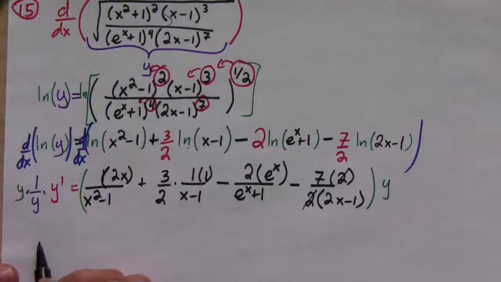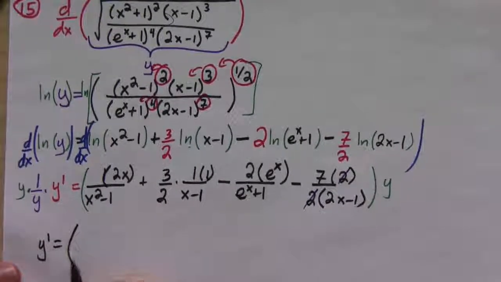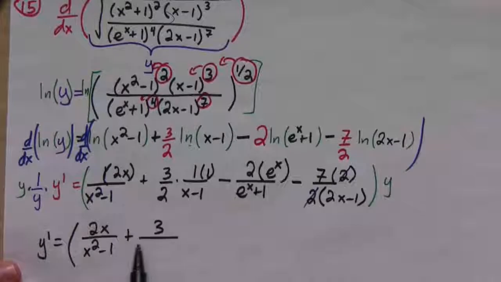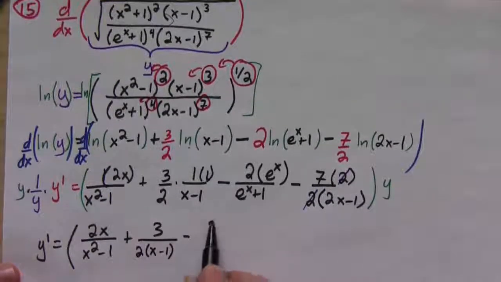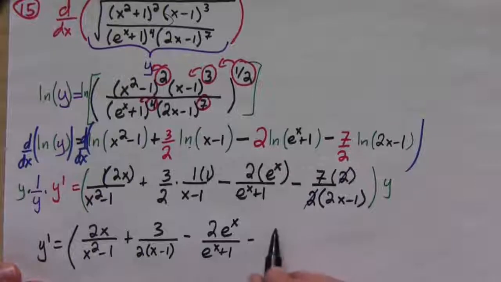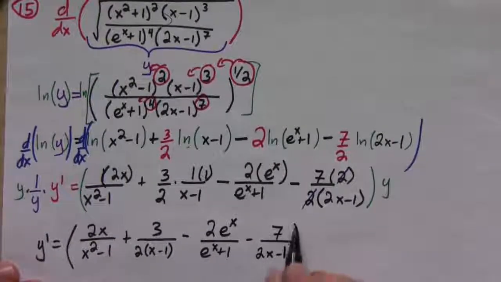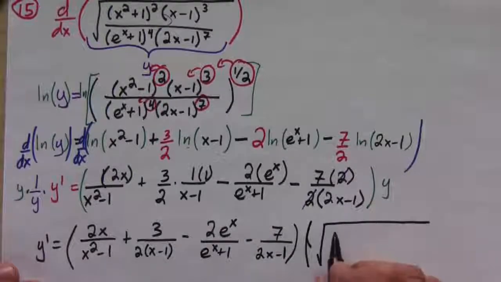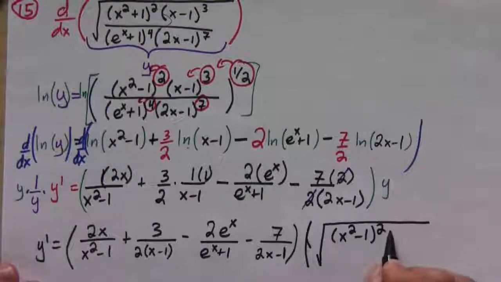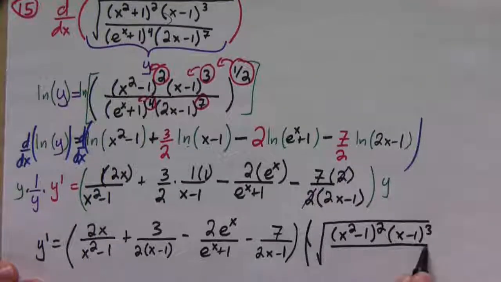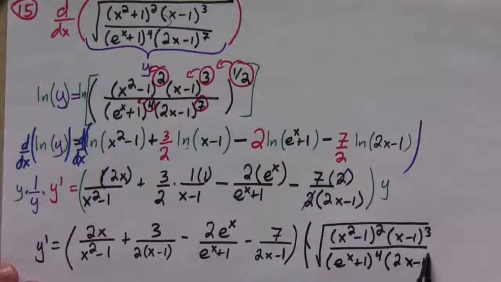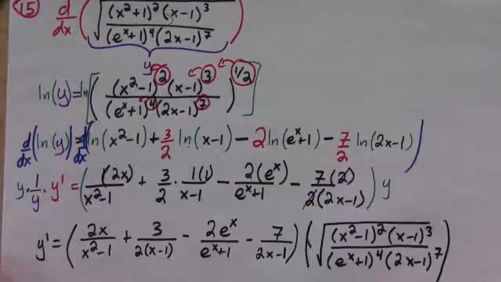So now all I have, y prime is, let me write it all out, 2x over x squared minus 1 plus 3 over 2 times x minus 1 minus 2e to the x over e to the x plus 1 minus 7 over 2x minus 1, all times this big huge thing, so I'm going to write it out, square root x squared minus 1 squared x minus 1 cubed over e to the x plus 1 to the 4th times 2x minus 1 to the 7th. And that's the answer.